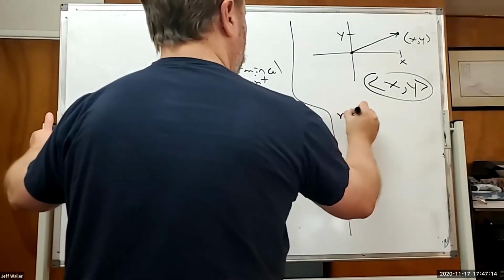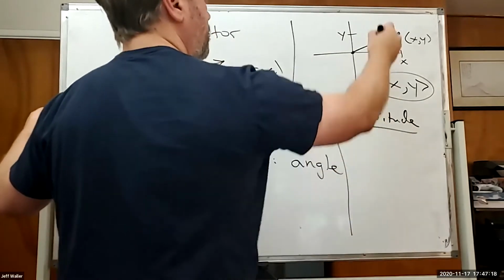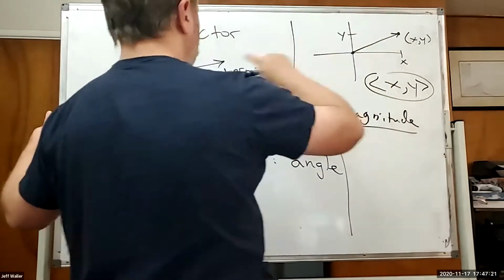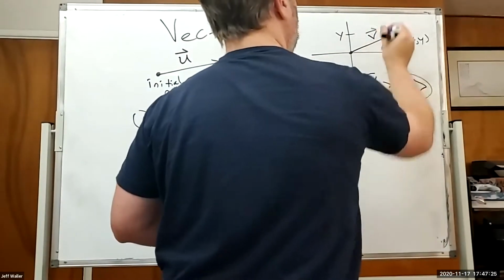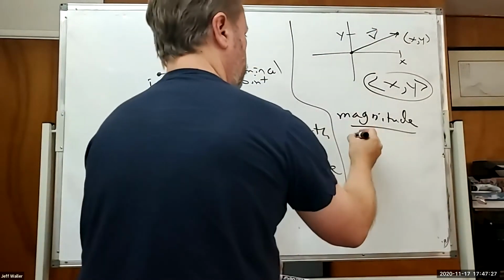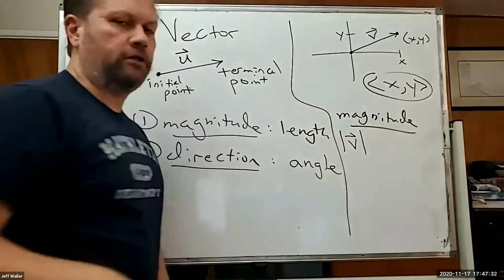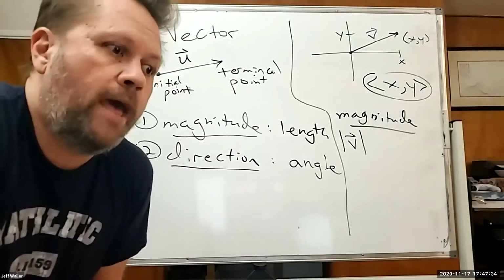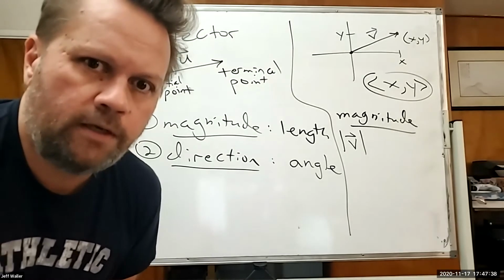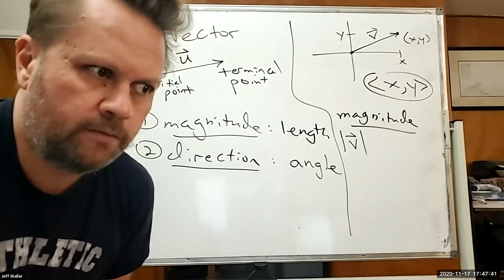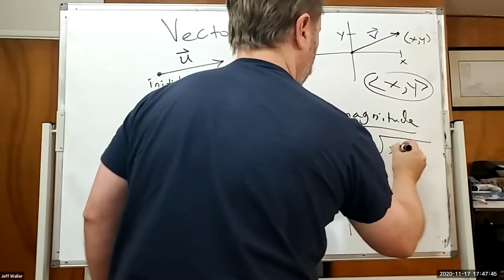So the magnitude is actually, let me call this vector v, because I already got u over there. So the magnitude, this should look very familiar. I use this absolute value notation, but we call it magnitude. Just like we did with complex numbers in the complex plane, right? So in this case, this would just be the square root of x squared plus y squared.